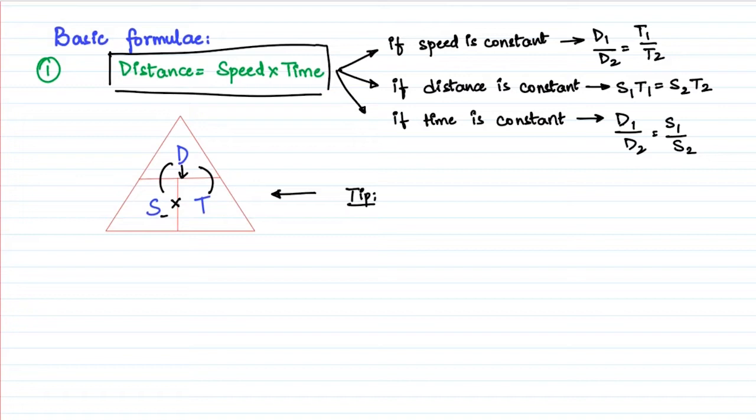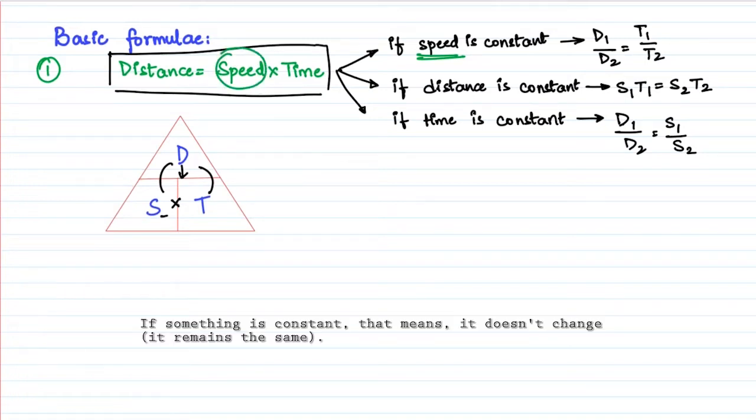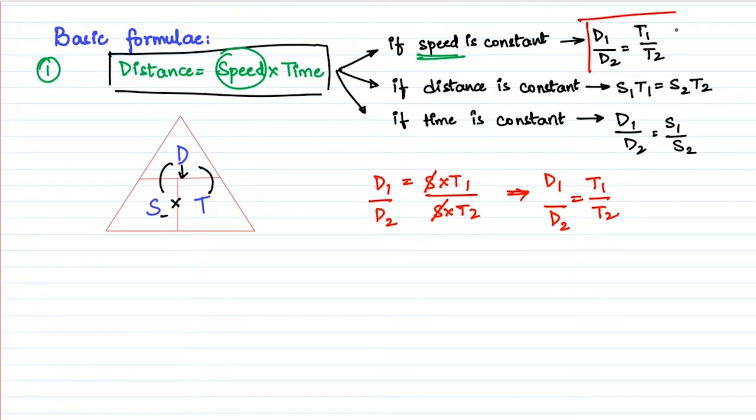Now, after understanding this formula, that is not where we have to stop. From this formula, we can derive three relations. Suppose the speed is constant. So we can write d1 is equal to s into t1 divided by d2 is equal to s into t2. Since speed is constant, this can be cancelled. From here, we get a relationship between distance and time, that is d1 by d2 is equal to t1 by t2. That is the first formula.